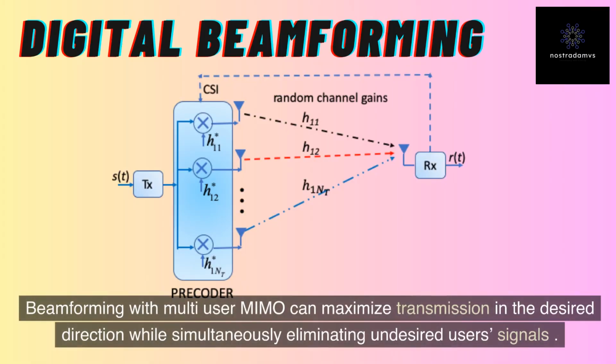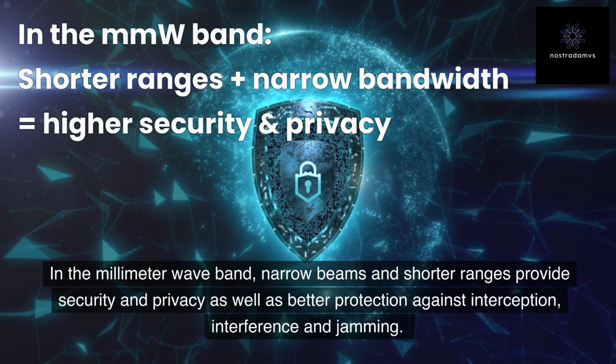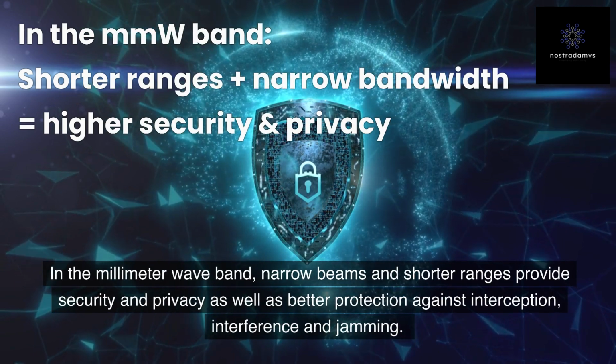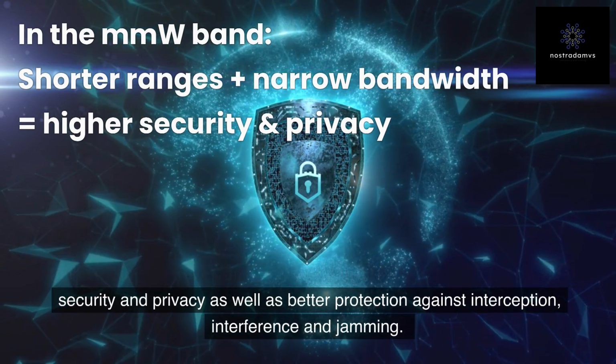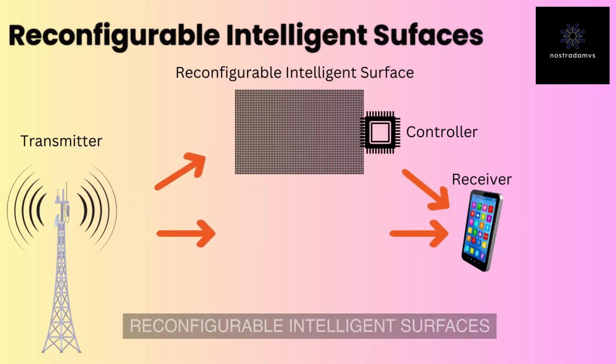Beamforming with multi-user MIMO can maximize transmission in the desired direction while simultaneously eliminating undesired user signals. In the millimeter wave band, narrow beams and shorter ranges provide security and privacy as well as better protection against interception, interference and jamming. Reconfigurable intelligent surfaces.